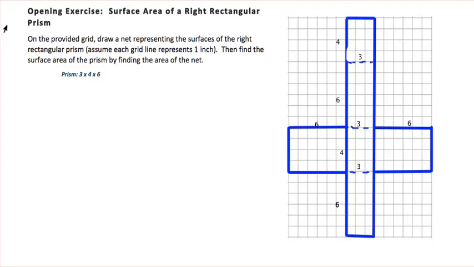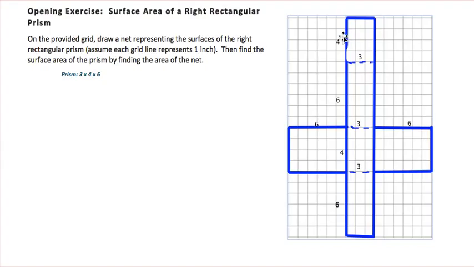Now what we're asked to do is find the surface area of the prism by finding the area of the net. And what we're going to need to do, hopefully you can see that, is find the areas of a number of rectangles and add them together. Looking at the net, I would say the easiest thing would be to find the area of this large rectangle and then the area of these 2 smaller rectangles and add them together.